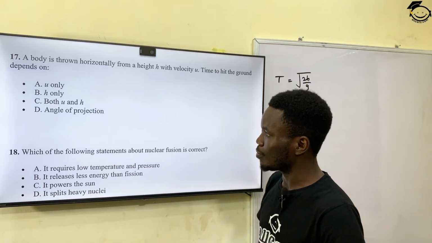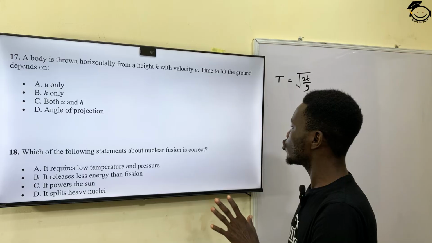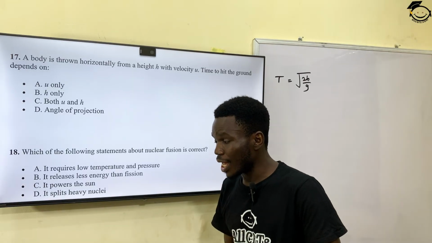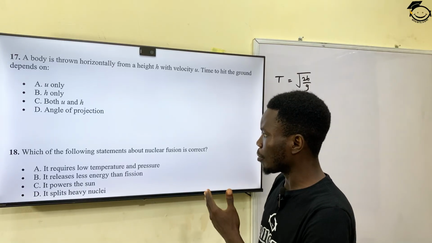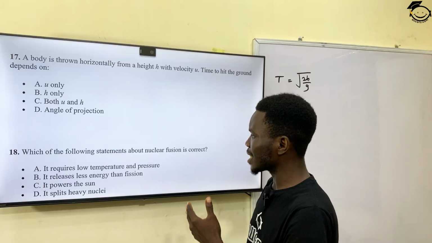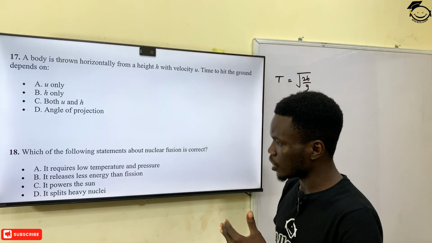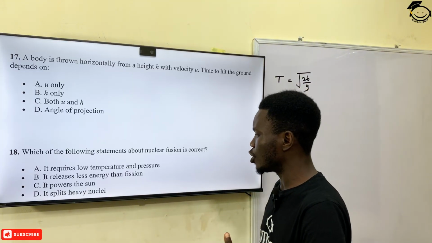Moving on to question number 18, it says, which of the following statements about nuclear fusion is correct? Option A says it requires low temperature and pressure. Option B says it releases less energy than fission. Option C says it powers the sun. And option D says it splits heavy nuclei.